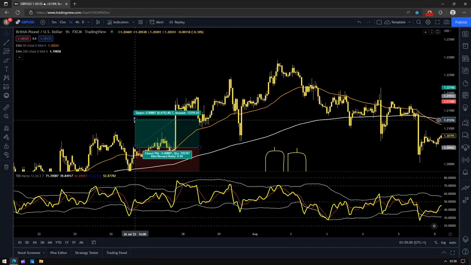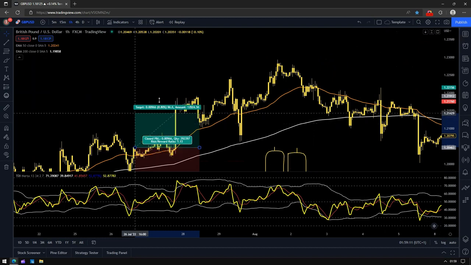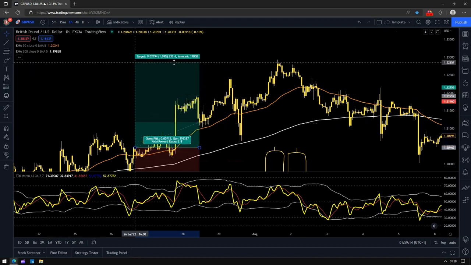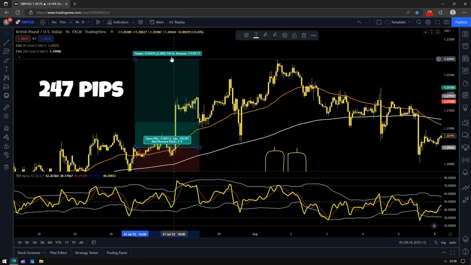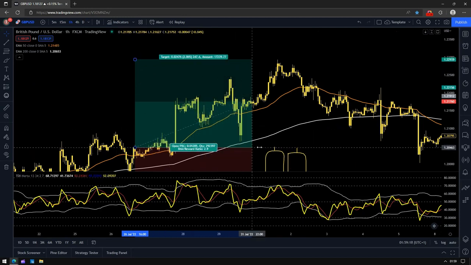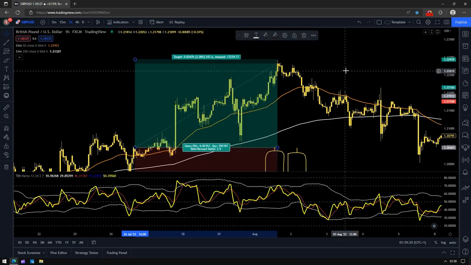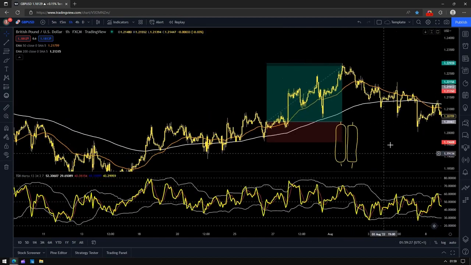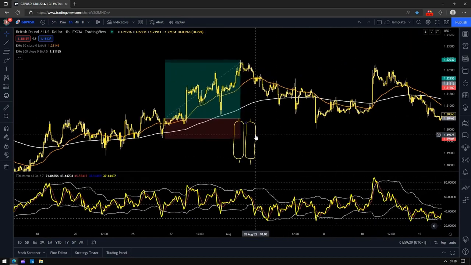Now there's a couple different ways you could do this. You could target 1-to-1 risk to reward, or you can target a different amount, but you can see the full move here was 247 pips. Now like I said, it's impossible to catch the exact amount of pips in a move, but there's definitely some indicators there that can help you get pretty close.